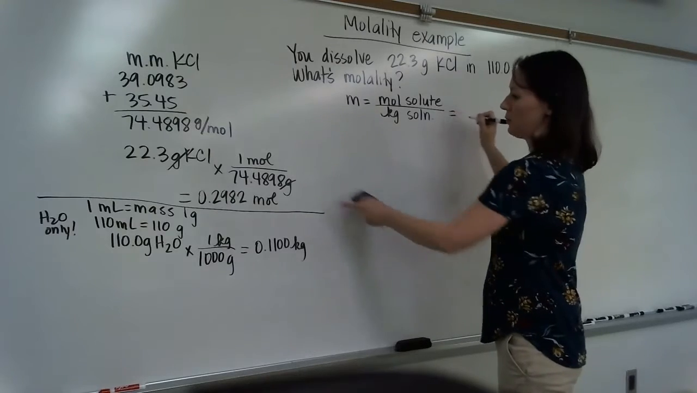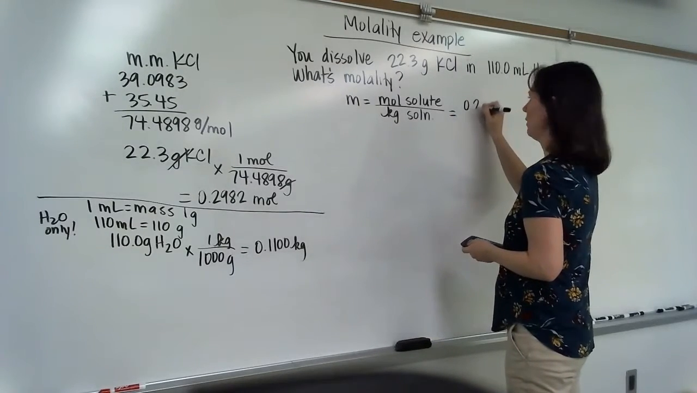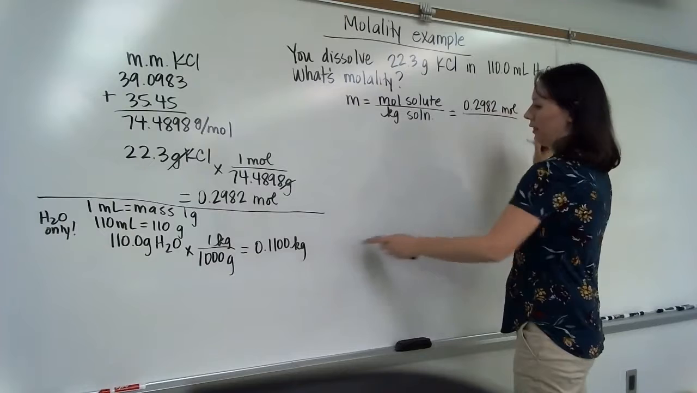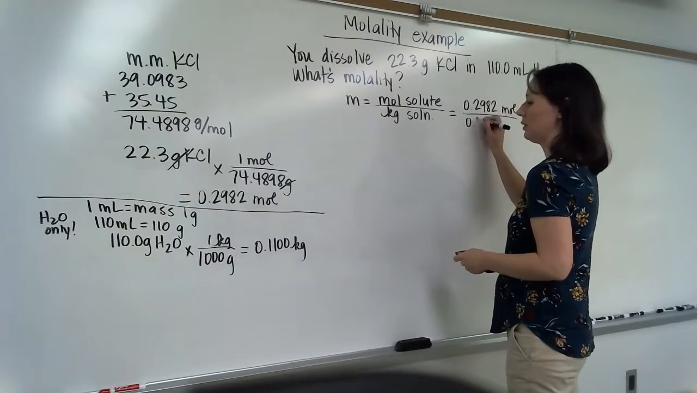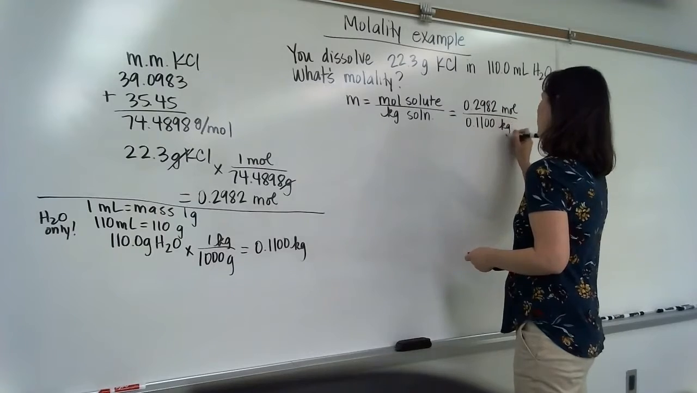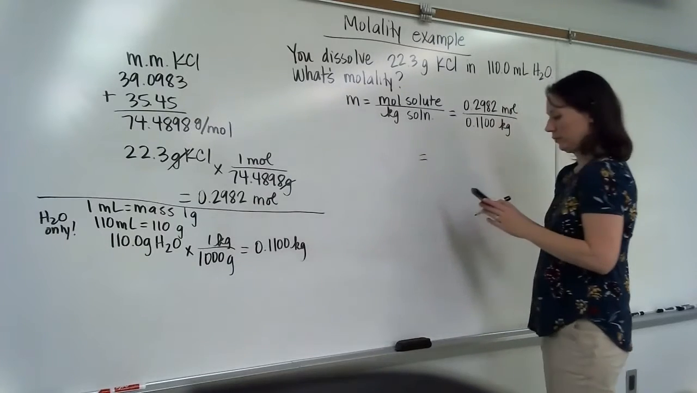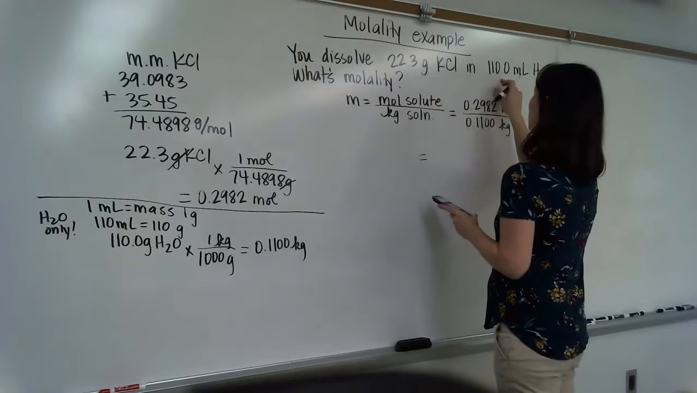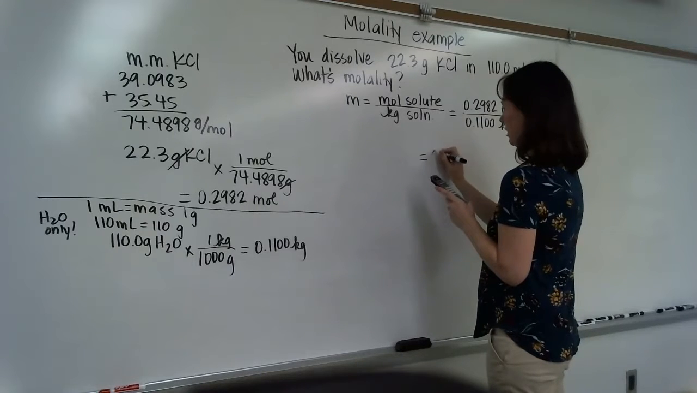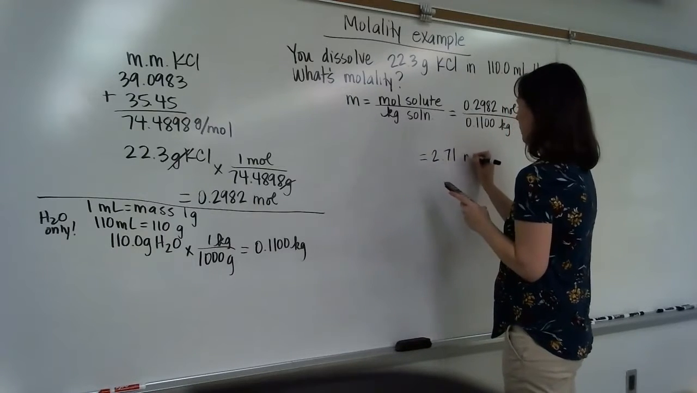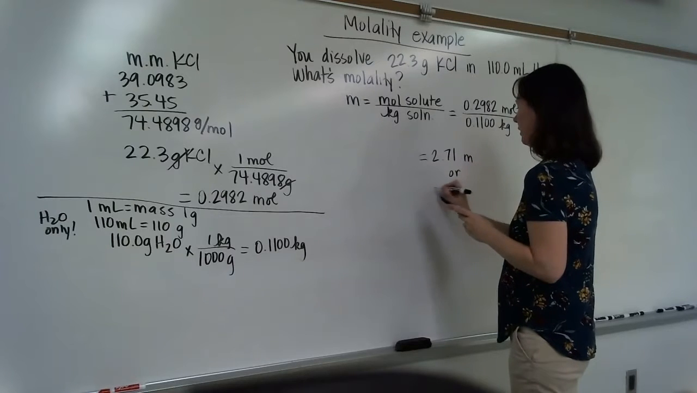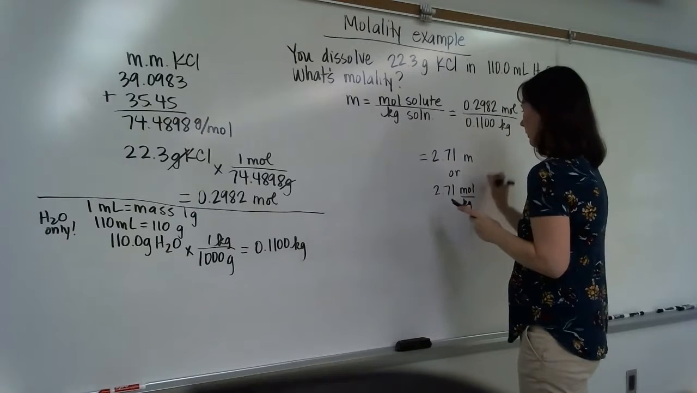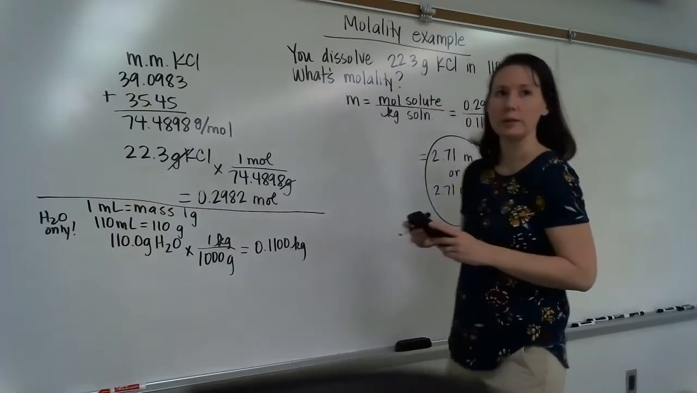So the molality is moles, so 0.2982 moles, and the kilograms, 0.1100 kilograms. So divided by 0.11, rounding to 3 significant figures, that would be 2.71, and my units would be M, or you could write it as 2.71 moles per kilogram. You have choices.